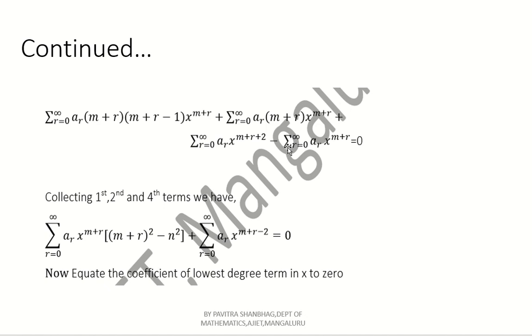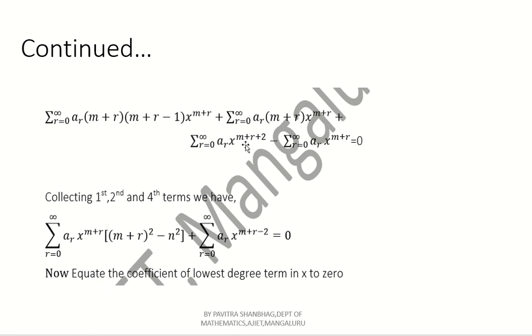Right? Now, how to write it? Simplify. Here m+r, here also m+r, common. See here, can we take m+r outside? The remaining term is m+r-1, and here minus n square is there. Here you missed minus n square. Now if you simplify, what you will get? (m+r) whole square minus n square. Right? Plus the remaining term you write as it is, because there is no x^(m+r) term there.